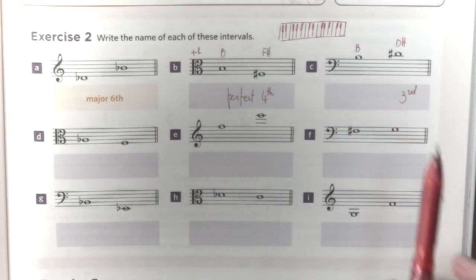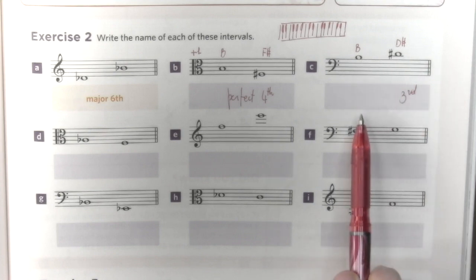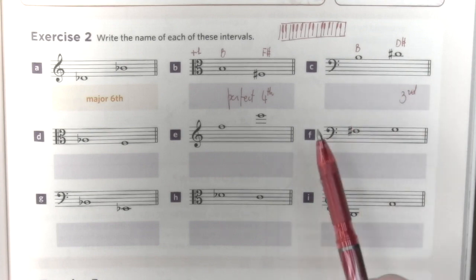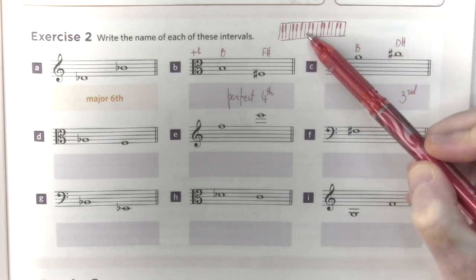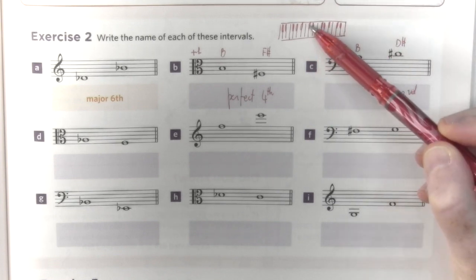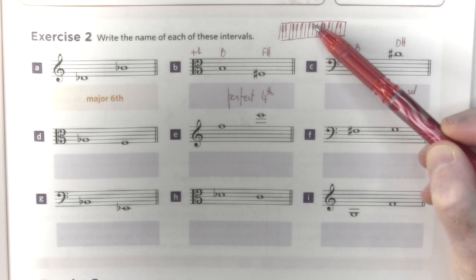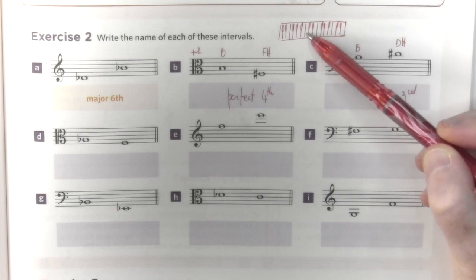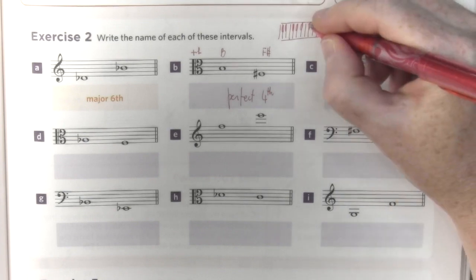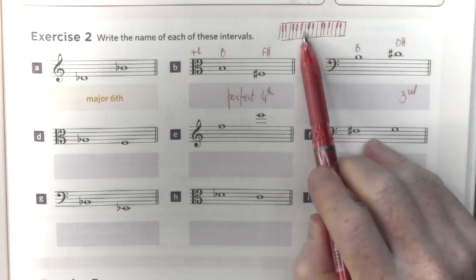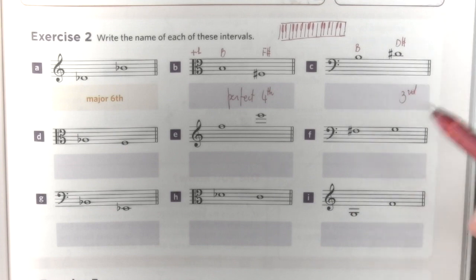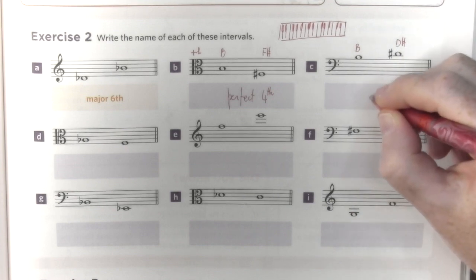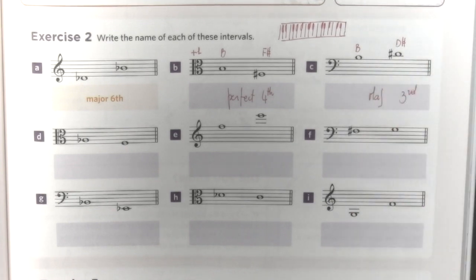We need the number first. If the notes are 2 tones apart, it is a major third. So, from B to D sharp. 1, 2. So again, 1, 2. 2 tones. So this is a major third.